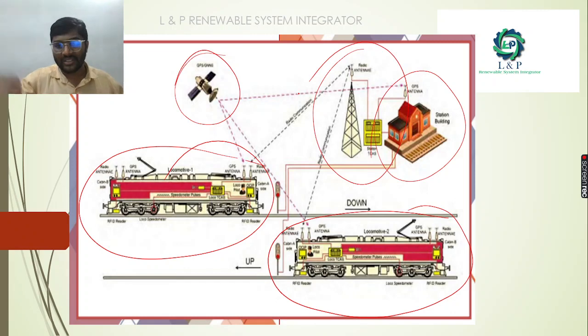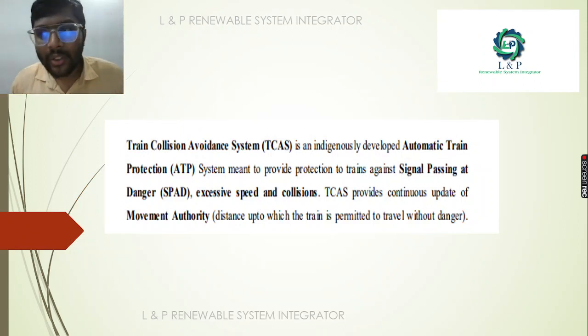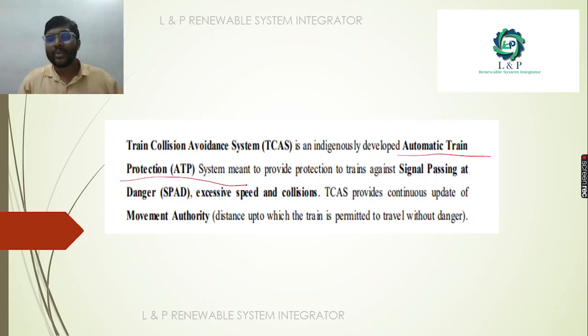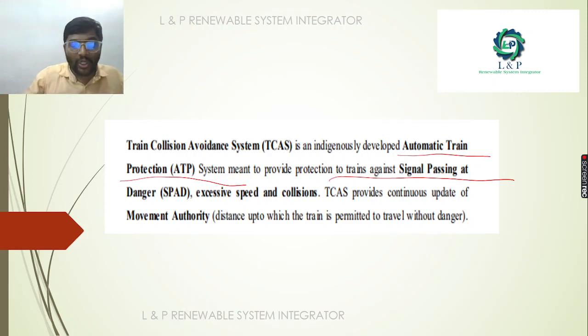With the help of these different signaling systems and the equipment present inside the Locos train as well as the station, we are going to enhance and maintain these anti-collision systems, especially the avoidance of train accidents. So what is this train collision avoidance system? It is an indigenously developed automatic train protection system, meant to provide protection to trains against signal passing at danger. If any train passes a signal which is at danger at a very excessive speed and creates a collision, in order to prevent it, we need the help of this train collision avoidance system.